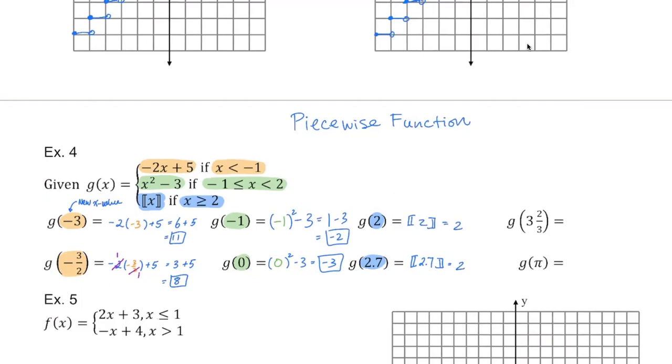What about g of 3 2/3? Well, it's bigger than 2, so we're going to use the step function of 3 2/3, which goes back to the previous integer. It's 3. And what about g of pi? Pi is roughly 3.14, so it's greater than 2. It's not exactly 3.14. So the step function of pi is also 3.